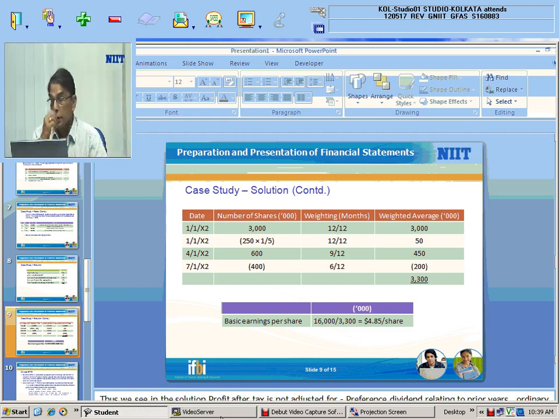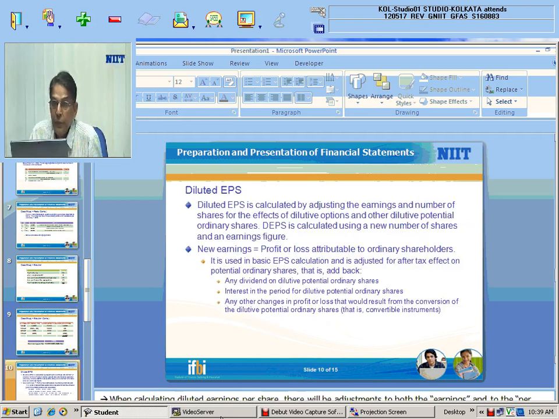Okay. Now we'll talk about diluted EPS. So once we understand how BEPS is calculated, in diluted EPS we will require some more refinements. Diluted EPS is calculated by adjusting the earnings and number of shares. You have to adjust the earnings and also the number of shares for the effects of the dilutive options and other dilutive potential ordinary shares. So you have to not only adjust the number of shares, not only adjust the denominator but also the numerator.